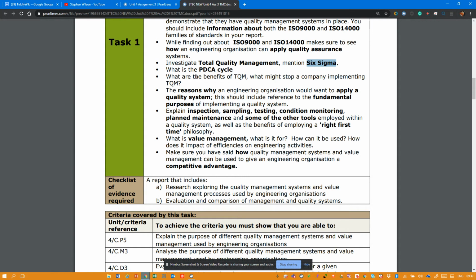Okay. What might stop a company implementing TQM? TQM, total quality management, involves a lot of measurement. It involves a lot of tracking, which involves a change in the way a company works, a fundamental shift in the way a company works. So those might be reasons why a company might not employ TQM, because it's a lot of work to get there.